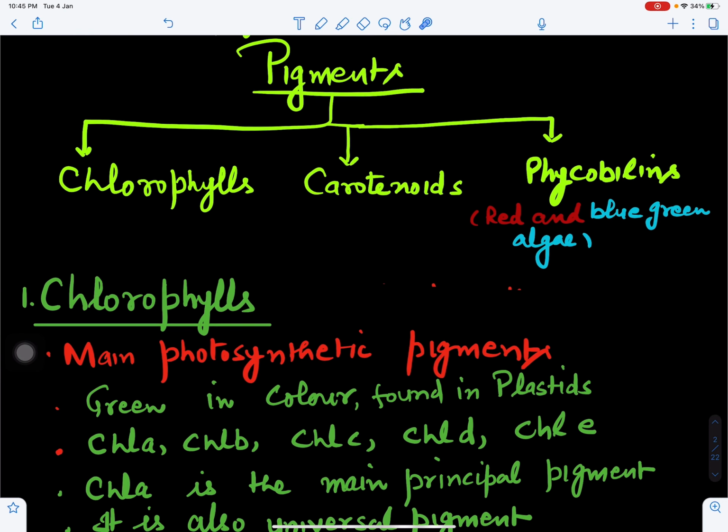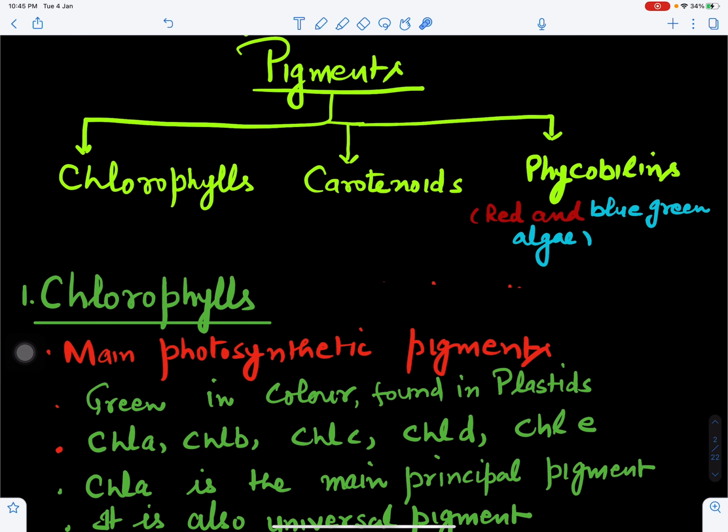Now in this video we'll discuss pigments. Which pigments are involved? Chlorophylls, carotenoids, and phycobilins. Phycobilins are mostly found in red and blue-green algae, which we'll discuss in a separate video. In this video we will discuss chlorophylls in detail.